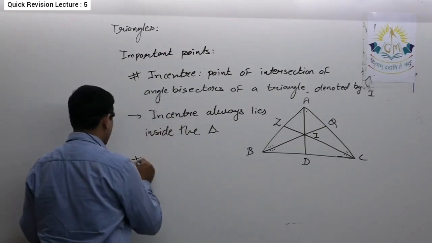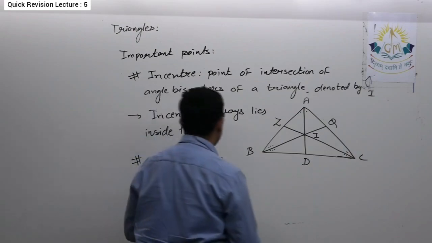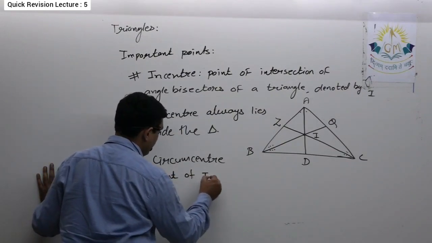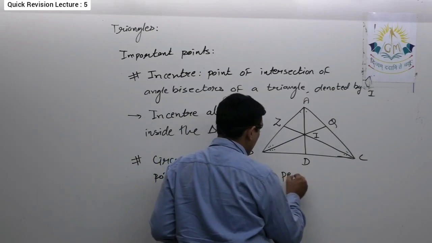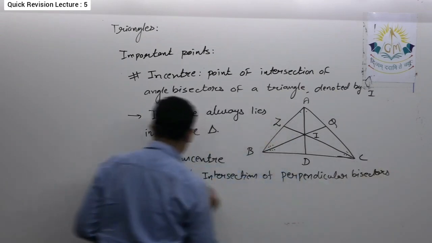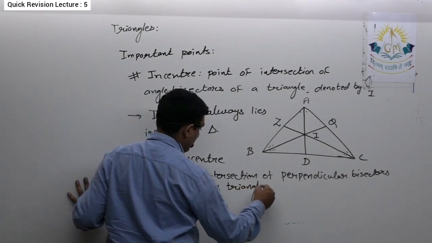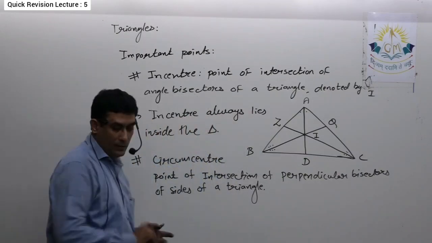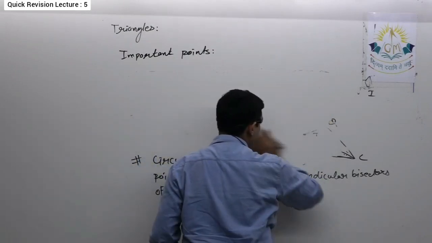Now next point is the circumcenter. The circumcenter is the point of intersection of the perpendicular bisectors of the sides of a triangle. The point of intersection of the perpendicular bisectors of the sides of a triangle is called the circumcenter. Generally, the circumcenter is denoted by capital O.